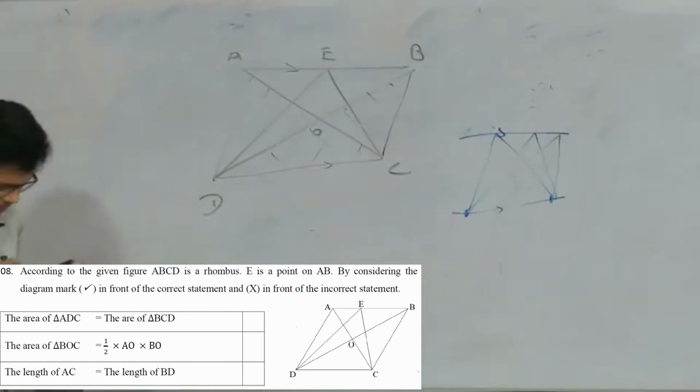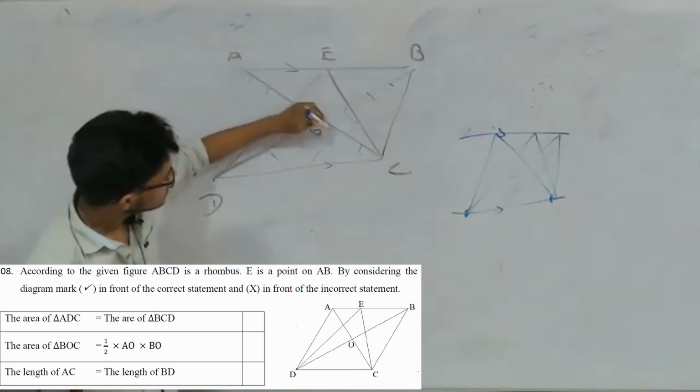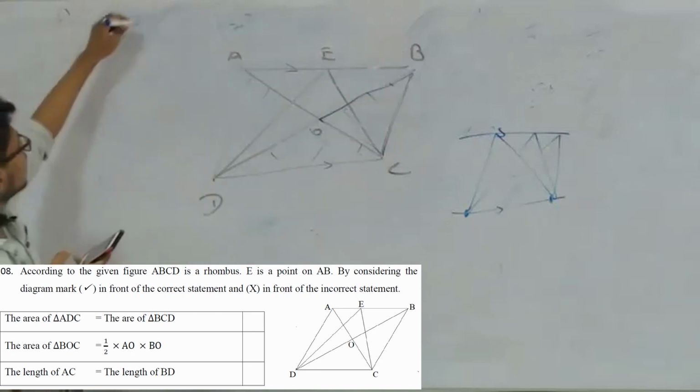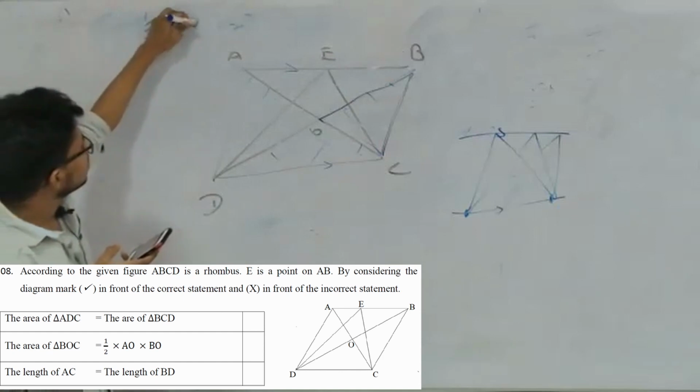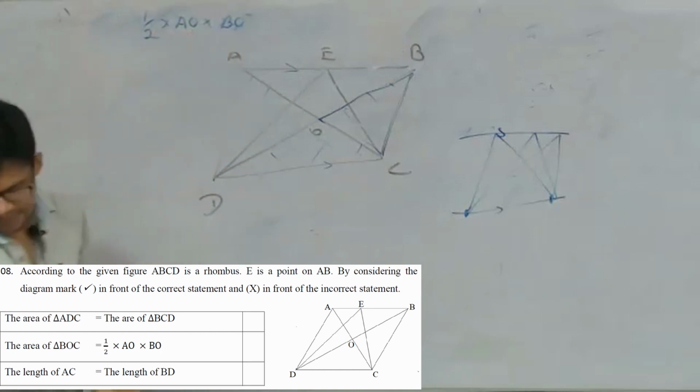How about the second one? They say area of BOC. Where is BOC? BOC is this triangle. Area of BOC is equal to half into AO into BO, right? Okay, is this correct? No. How about online students? Is this correct? Tell me the answer. Yes or no? Hurry up. Wrong. Others? I need 10 answers, 9 answers. Tell me. No. Wrong.